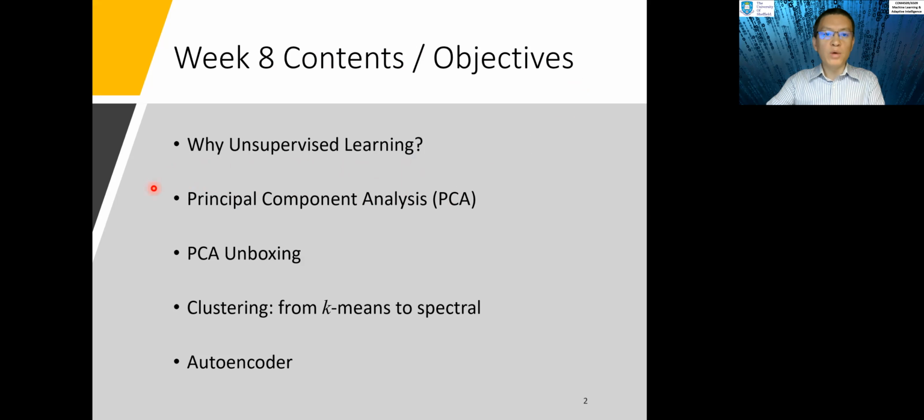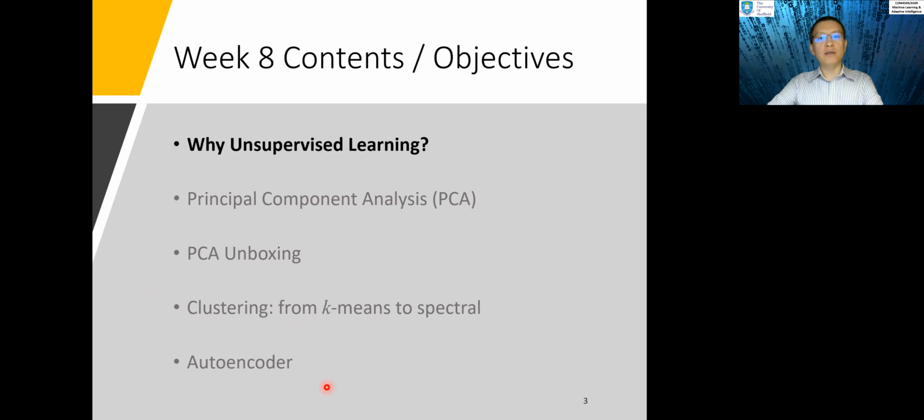Then we will study one of the most fundamental unsupervised learning methods for dimensionality reduction called principal component analysis, or PCA. And then we will study PCA in more detail, and then move on to another fundamental unsupervised learning task called clustering. And we will study both k-means clustering and spectral clustering. And finally, we will study a deep learning model for unsupervised learning called autoencoder.